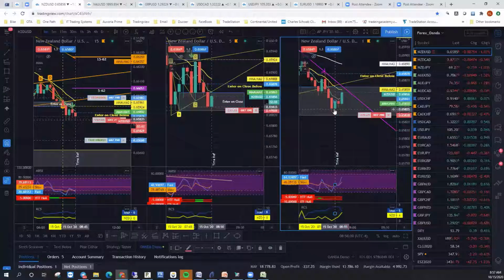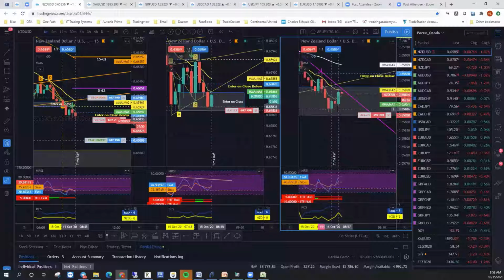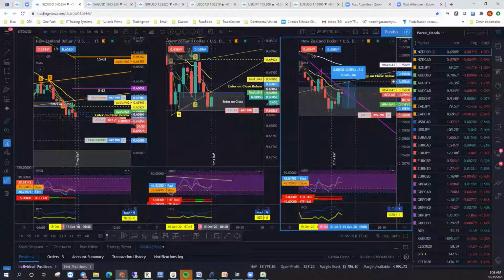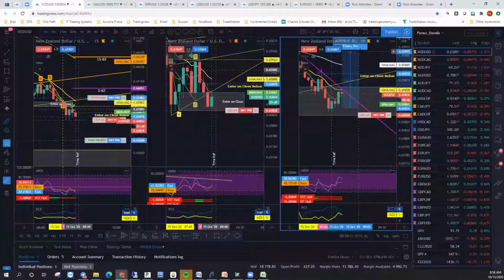You'd still be okay even if you took it short here. You're still okay. You still have lots of room if you're looking at a 10 pip stop from the entry here. Your 10 pips is still way up over here. I mean, it's still off my screen. Right. So you still have lots of room.